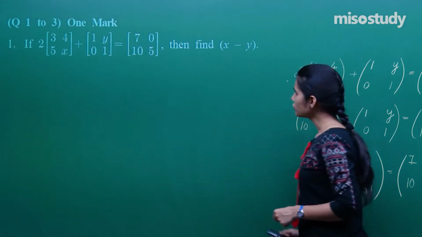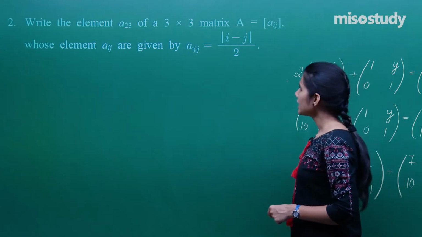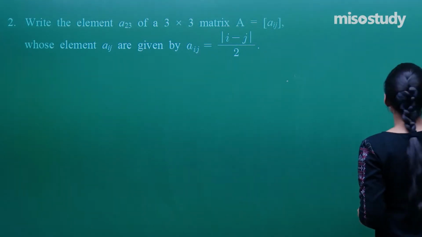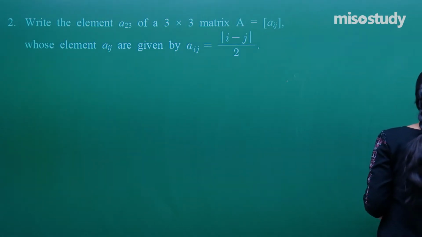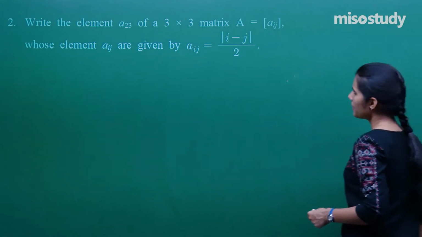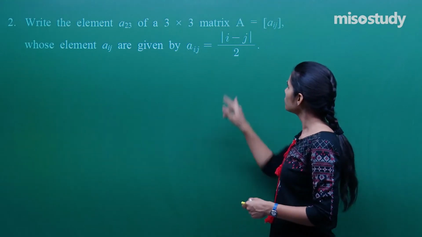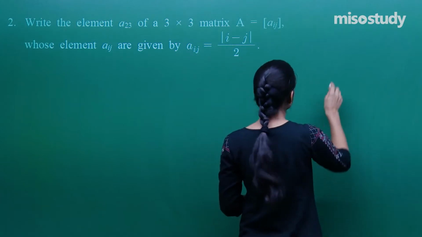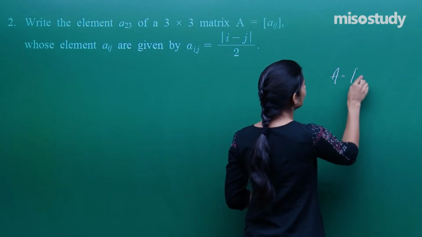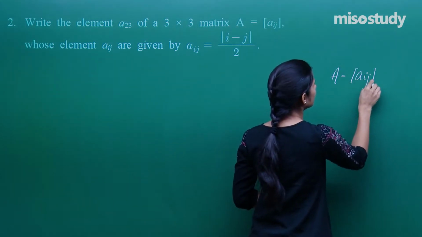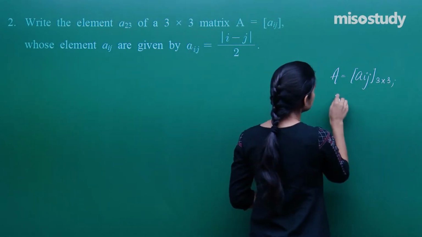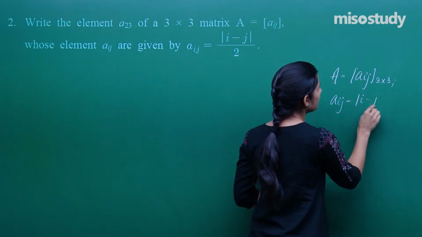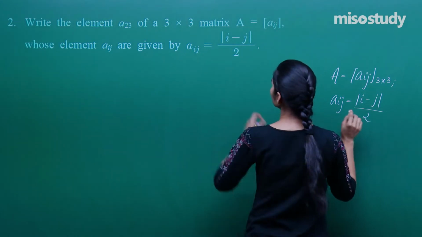Moving on to the next question, we have: write the element A23, that is 2/3 element of a 3 cross 3 matrix A, whose elements are described by a certain rule over here. And the rule is that the ijth element is equal to mod of i minus j whole upon 2. If A is given to be equal to Aij 3 cross 3 such that Aij is equal to mod of i minus j whole upon 2.